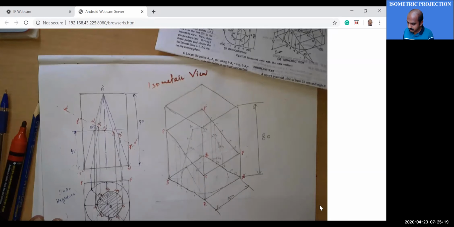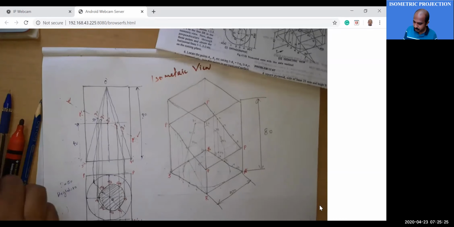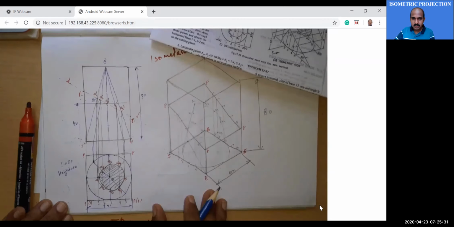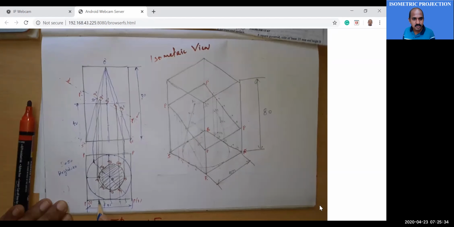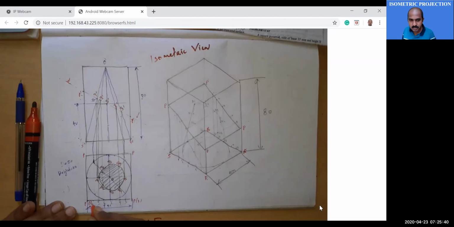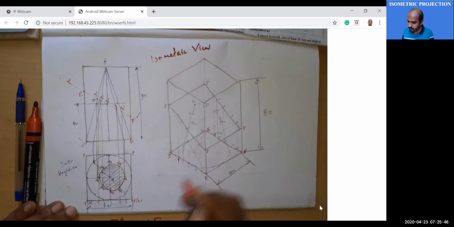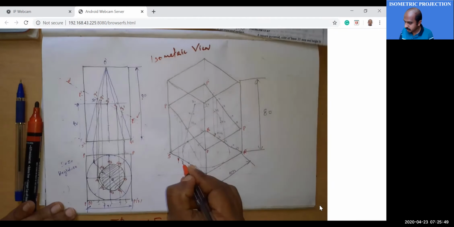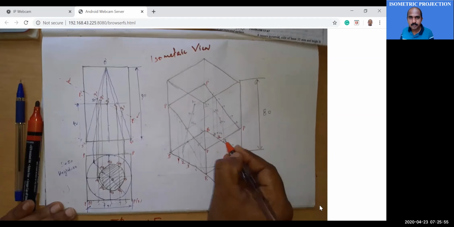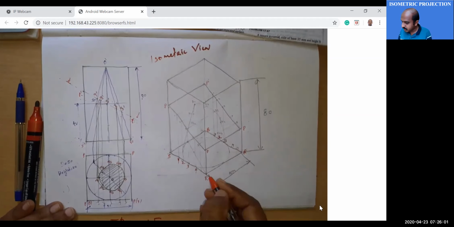Now we are going to transfer each cutting point from the top view to here. What do you do? You measure the S to 1 distance and transfer it here. This is your 1. And here also you can mark this 1. You measure the S to 2 distance, mark it here. You measure the S to 3 distance, mark it here. You measure the S to 4 distance, mark it here. The S to 5 distance, mark it here.